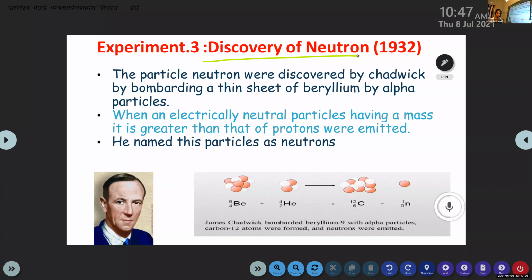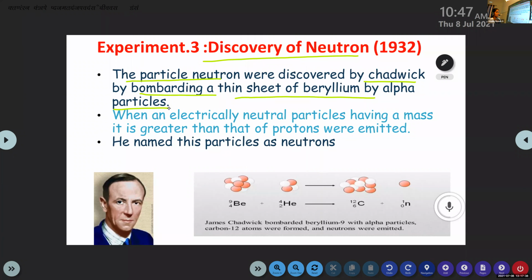First we learned the discovery of electron, then discovery of proton, then the third one, discovery of neutron. The proton has a positive charge, electron has a negative charge. In the case of neutron, it's neutral. This particle neutron was discovered by James Chadwick, by bombarding a thin sheet of beryllium by alpha particles.